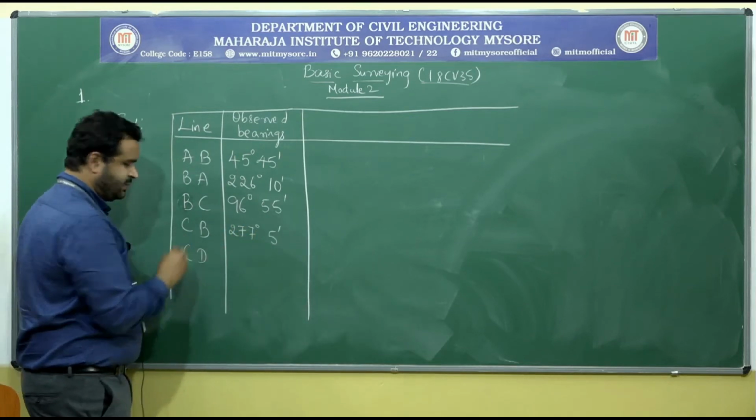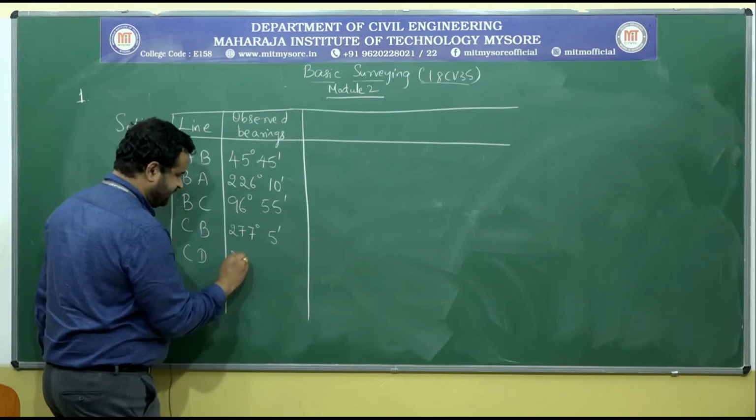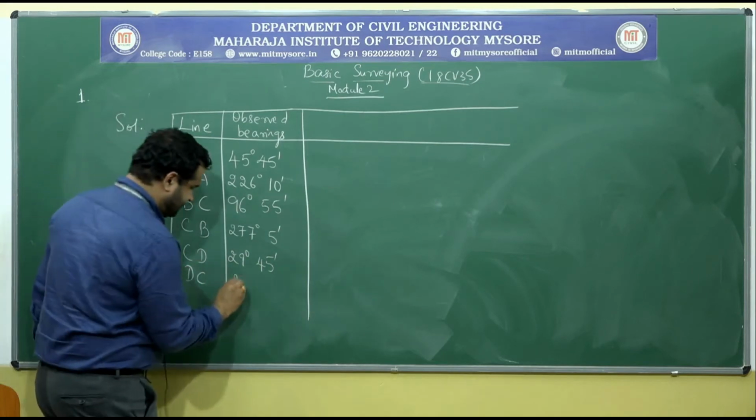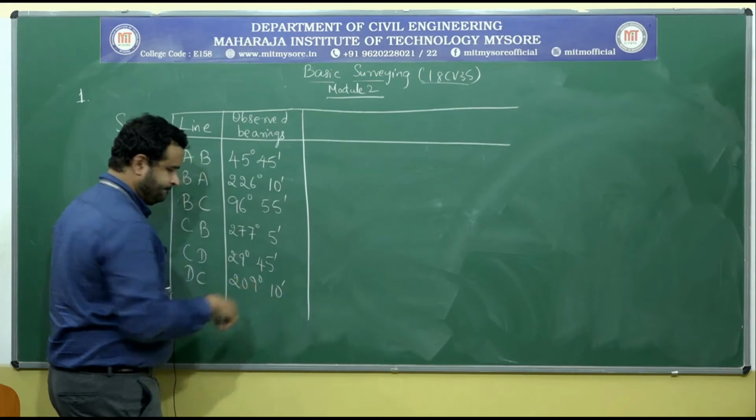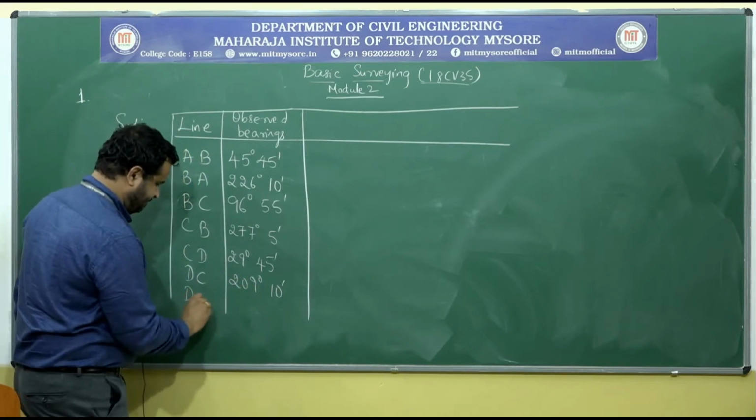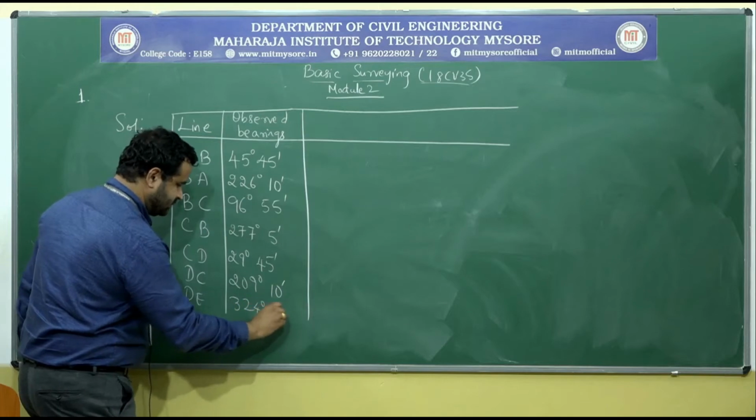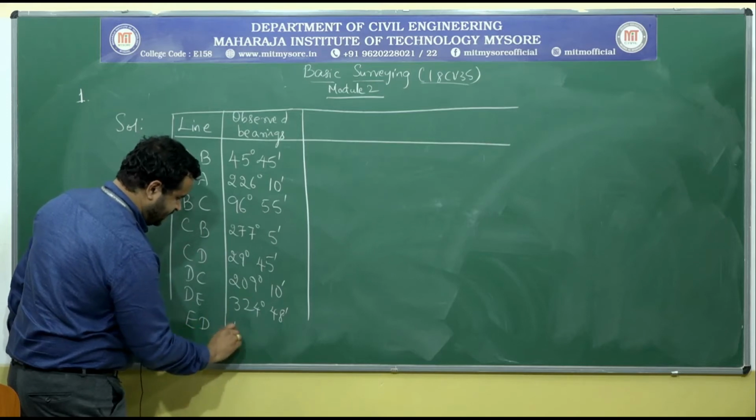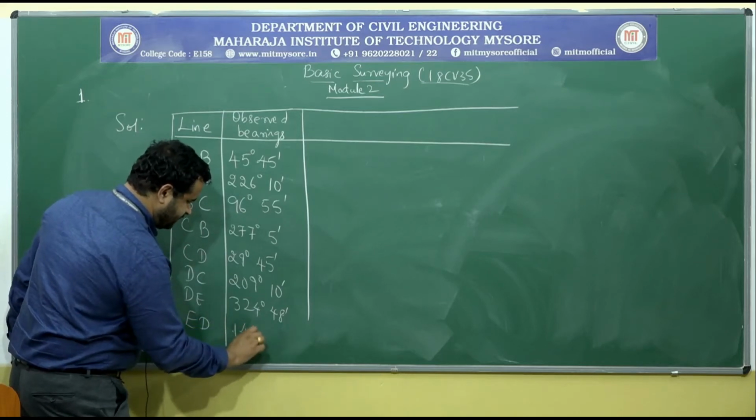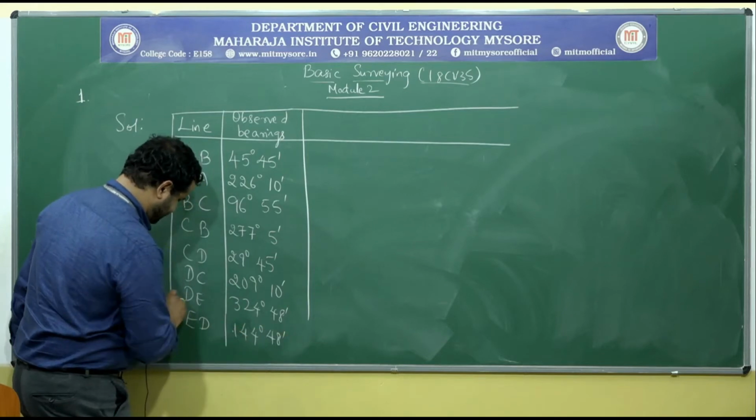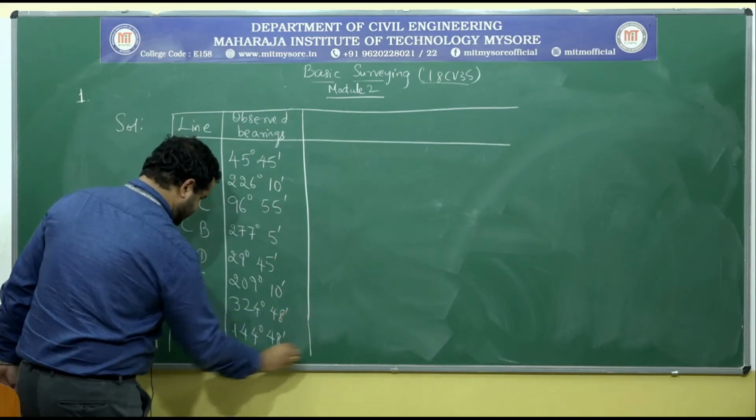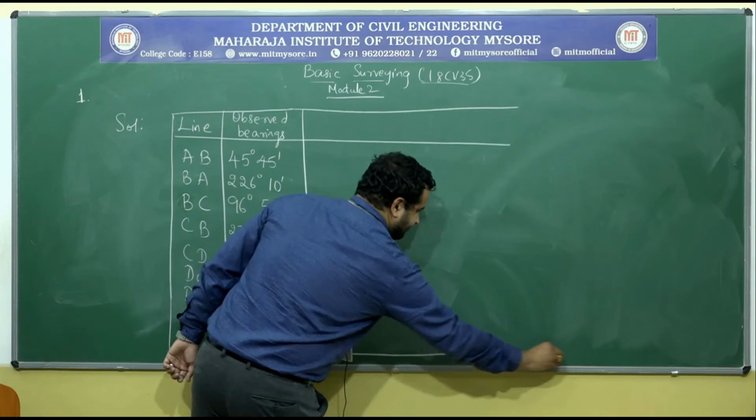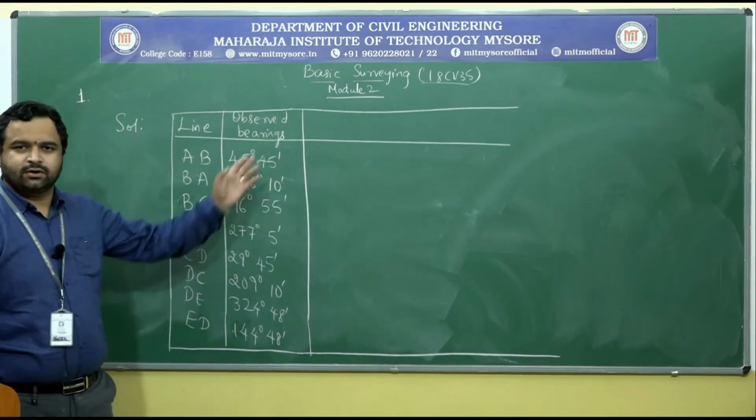CD, forebearing of line CD, 29 degrees 45 minutes. DC, 209 degrees 10 minutes. DE, 324 degrees 48 minutes is the forebearing of the line DE. ED is the back bearing of the line, which is given as 144 degrees 48 minutes. So these are your observed bearings.